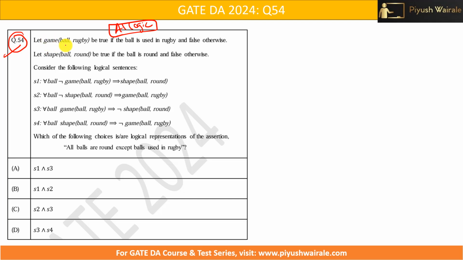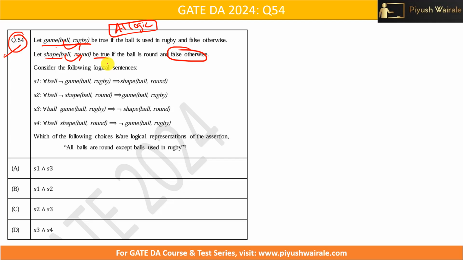Let game(ball, rugby) be true if the ball is used in rugby, otherwise false. Similarly, let shape(ball, round) be true only if the ball is round, otherwise it will be false. So this is what is given to us.